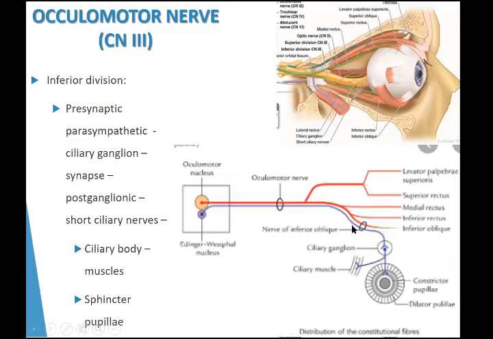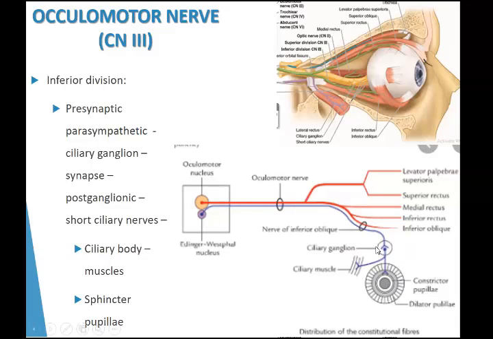Actually, the parasympathetic fibers run with the nerve to the inferior oblique. Parasympathetic fibers leave this nerve to the inferior oblique. They come down and relay in the ciliary ganglion. The ciliary ganglion is a parasympathetic ganglion of the head and neck. I told you earlier on, we have 4 parasympathetic ganglia in the head and neck.